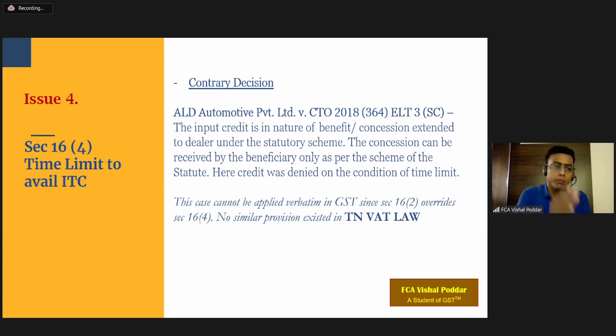Tomorrow, if they come up asking you for reversal, you reverse it under protest and go in for appeals. This is my humble submission to your question: you should definitely avail the credit, but be prepared for litigation. Salim sir, I hope I have answered all the questions.